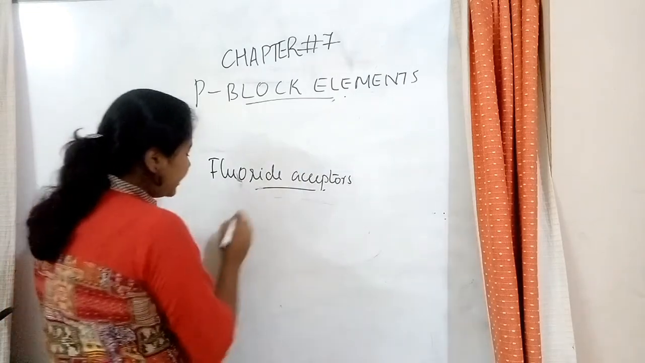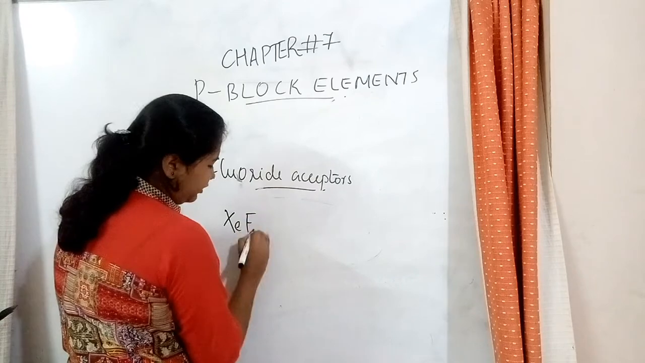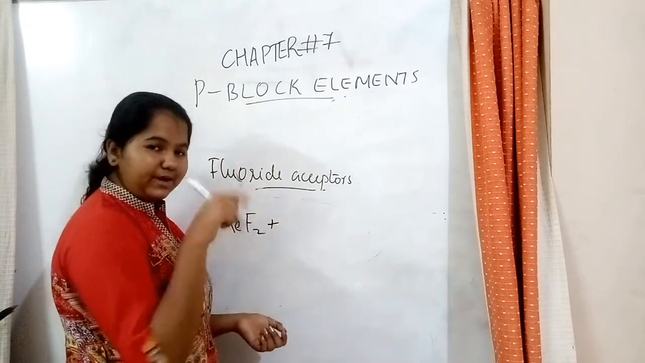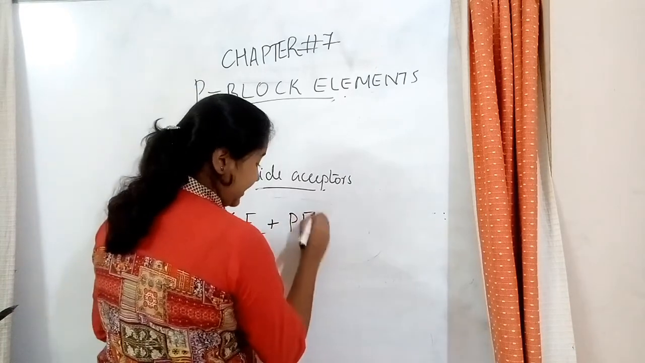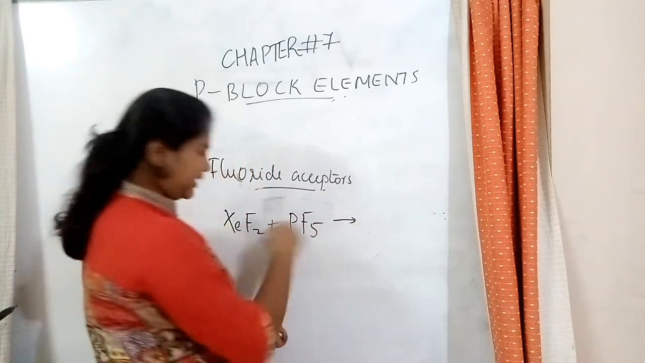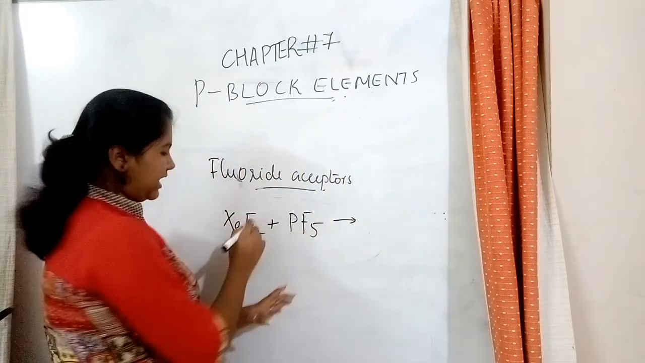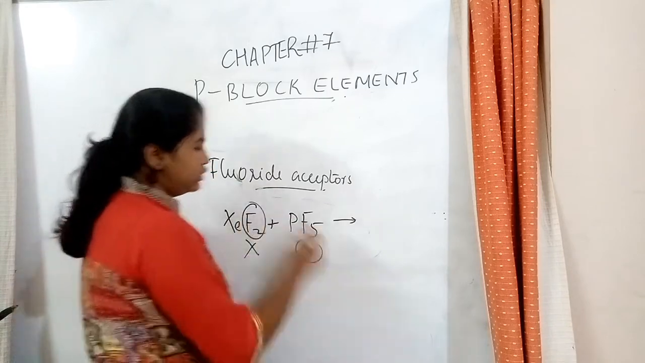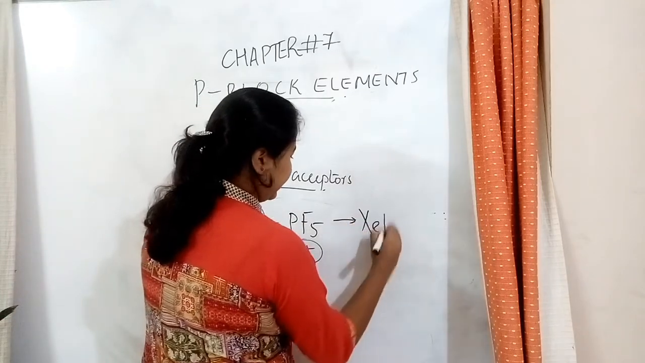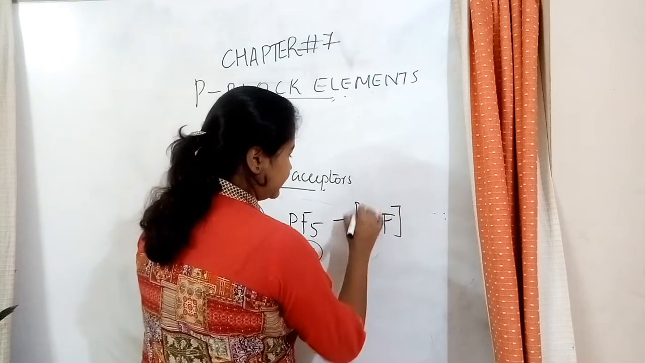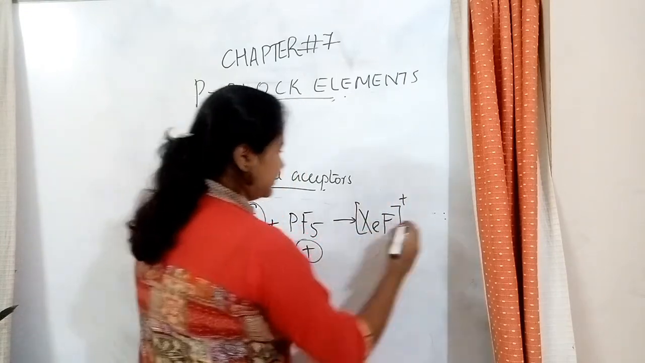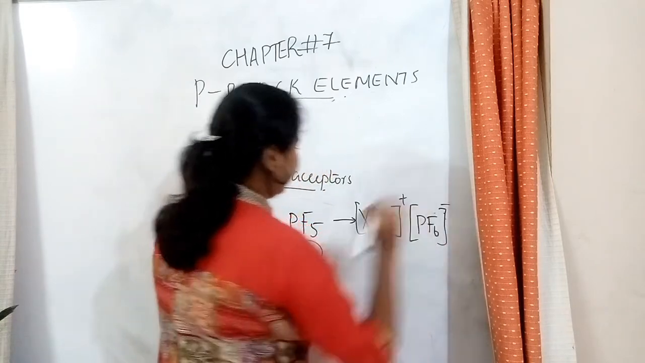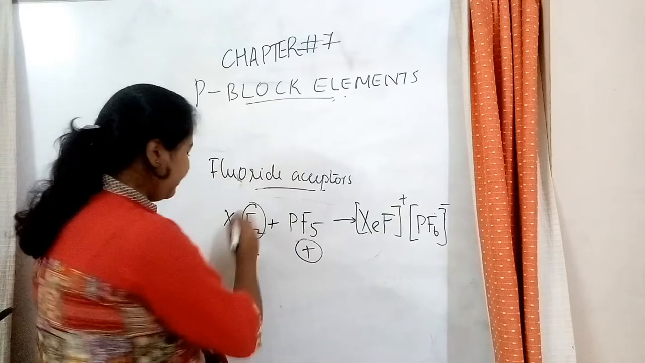So let's see. Xenon fluoride, XeF2. We will start with XeF2 always. Plus what is our acceptor that we are going to mention over here? We will write PF5. What would they give? What is happening over here? One is lost and one is added. Am I right? So let's write XeF plus, put a bracket, PF6 minus. Okay?